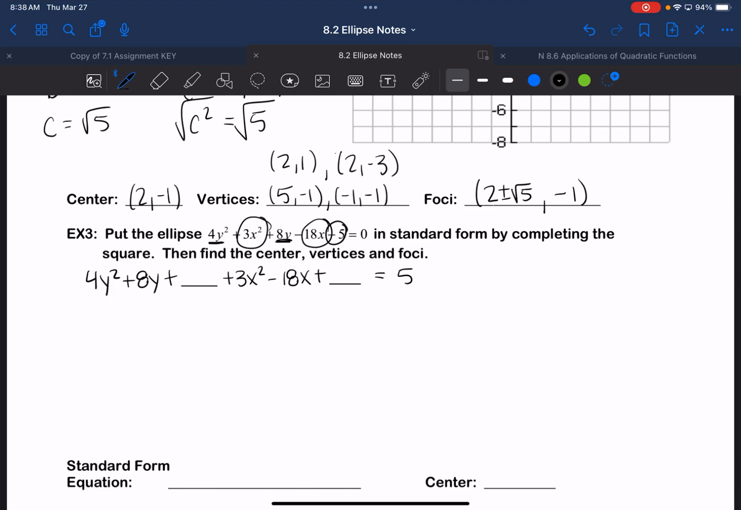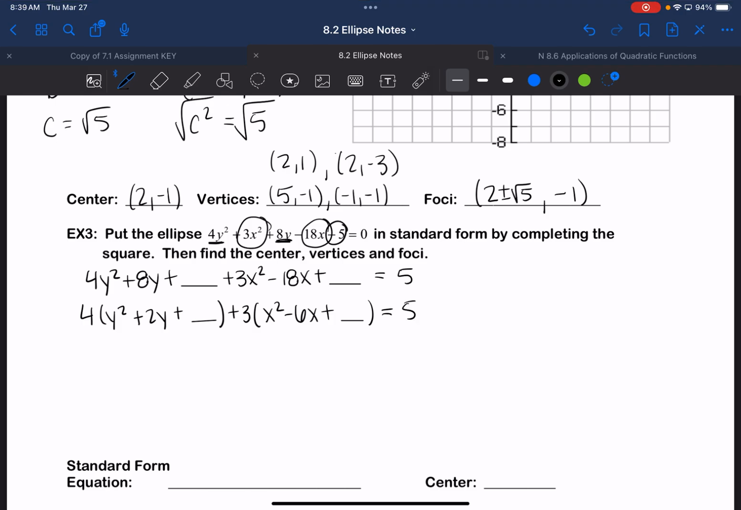Well, remember, before we can decide what goes in the blank, we need our lead coefficient to be 1, right? So for the y's, I'm going to need to take out a 4, right? So I'm going to take out a 4. That'd leave me with y squared plus 2y plus blank. And I'll close the parentheses for that one. And then I'm going to do the same thing for my x's. What am I going to take out of the x's? 3. So I'll have plus 3 parentheses x squared minus 6x plus blank. Close parentheses equals 5. Okay.